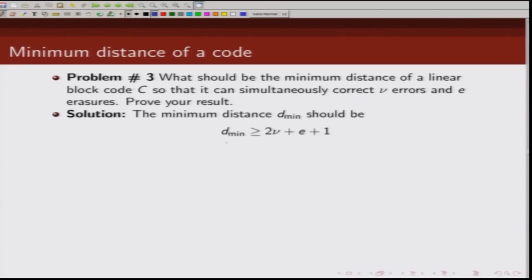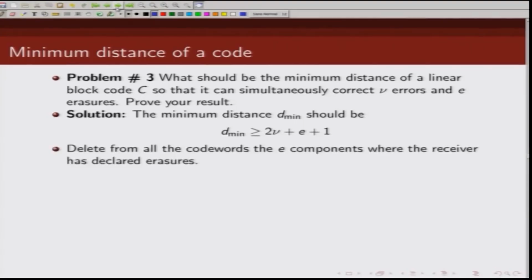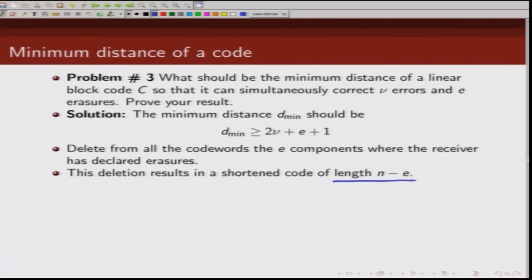Now, if the minimum distance of a code is at least 2 mu plus E plus 1, then it can simultaneously correct mu errors and E erasures. We are going to prove this result next. So, delete from all code words the E components which got erased. If we delete these E components, what we are left with is an n minus E length shortened code word. So, this deletion of E components results in a shortened code of length n minus E.